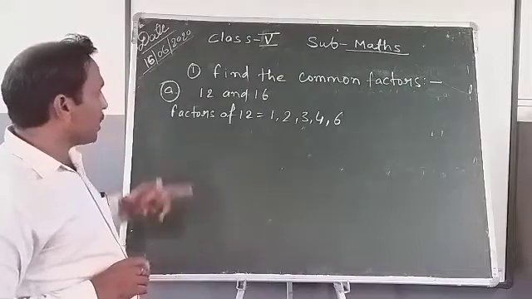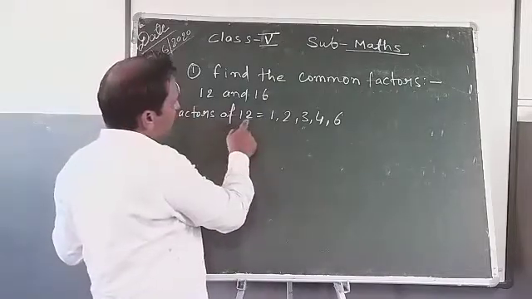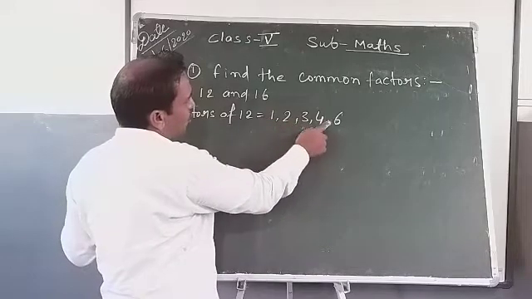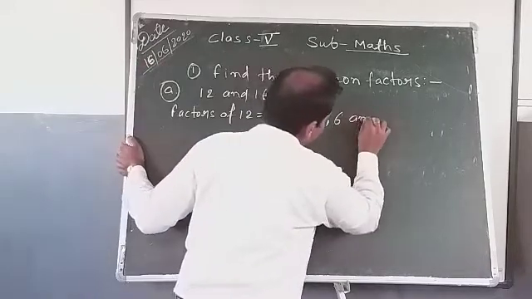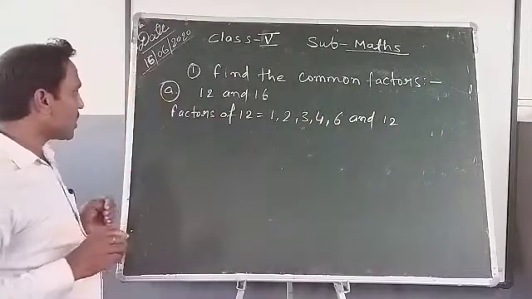The last factor of 12 is 12 itself. So I write factors of 12 equal to 1, 2, 3, 4, 6 and 12. These are the factors of 12.